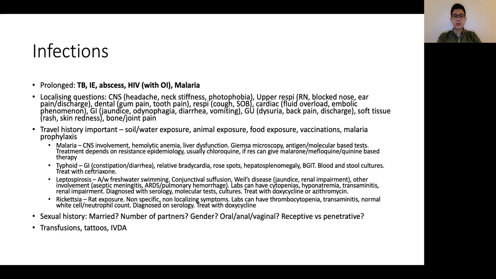A sexual history is also important, number one, to evaluate for underlying risk for possible retroviral disease or certain sexually transmitted infections. And other risk factors would include things like transfusions, tattoos, and IV drug abuse that may predispose to bloodborne infections and certain infections like infective endocarditis as well.